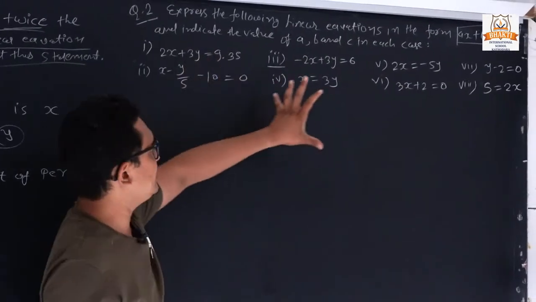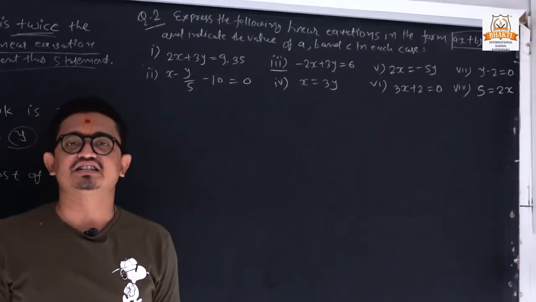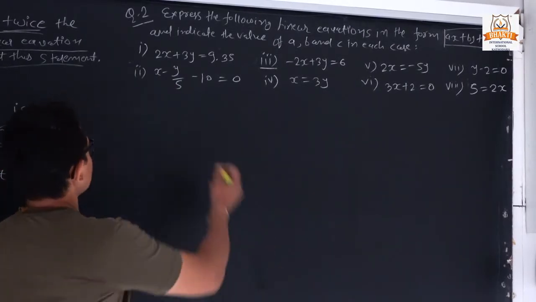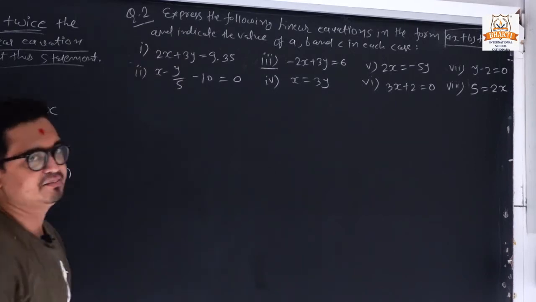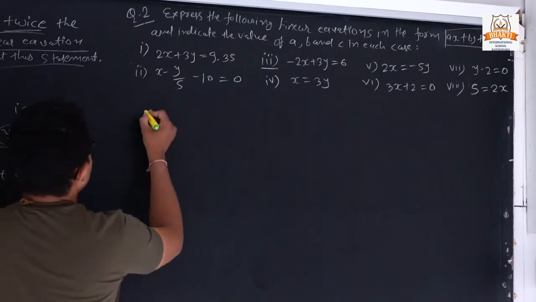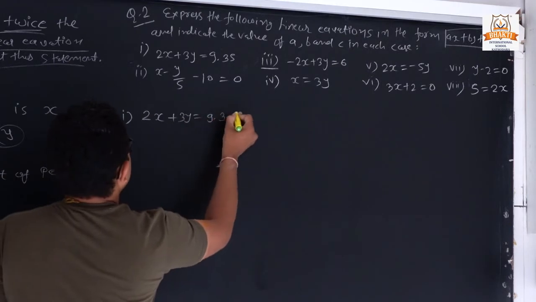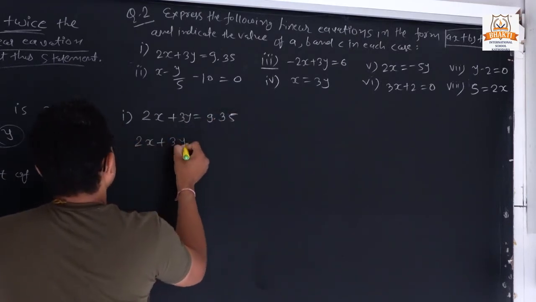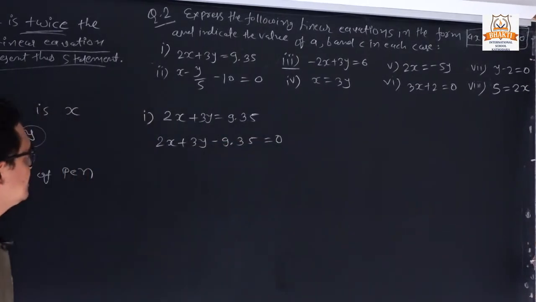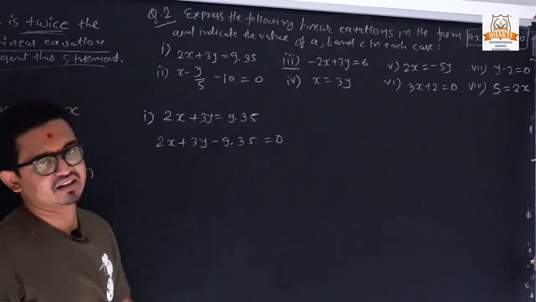So here they are giving the 8 examples in which we first of all arrange all the equations in standard form, and we can also write the values of a, b and c. So first of all we are starting with example number 1: 2x plus 3y is equal to 9.35. So we can write it like that. This value is going to the second side, so it becomes minus. So now it is in standard form. See that: 2x plus 3y minus 9.35.